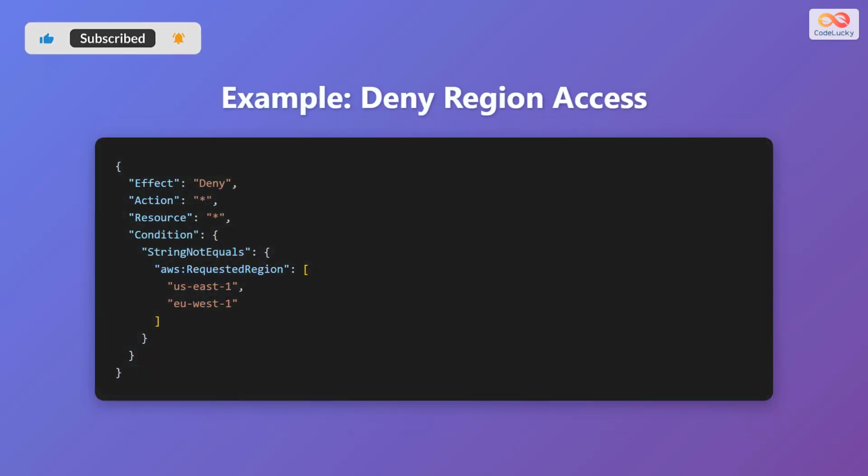Let's look at a practical example. This SCP denies all actions when the requested region is not US East 1 or EU West 1. The effect is set to deny, and the action and resource fields use wildcards to apply broadly. The condition block uses string not equals to check if the requested region is in the allowed list. If it's not, the action is denied, preventing resource creation in unauthorized regions.